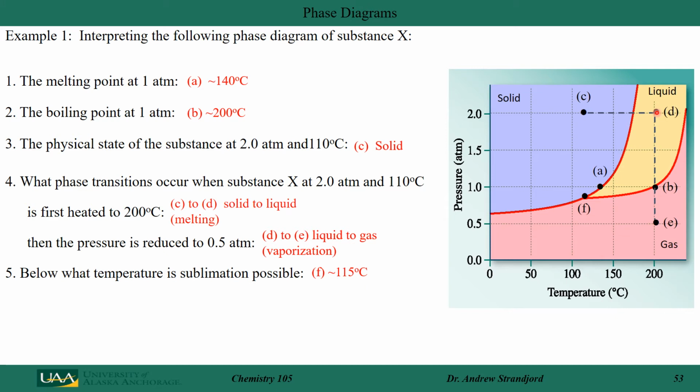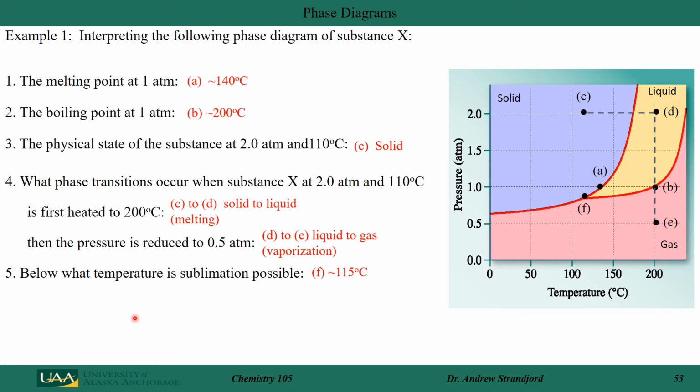That's melting. Now at point D, what if I then reduce the pressure to 0.5 atmosphere, so I can go down on the phase diagram here to 0.5 atmospheres, and I reach point E here. And that is actually vaporization. So I'm going from a liquid to a gas when I go from D to E.